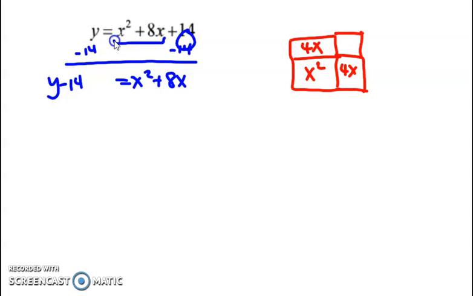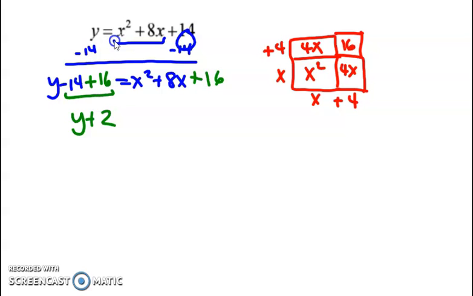And that square would be a 16, because we're going to have x plus 4, and on the bottom an x plus 4, and we're basically multiplying 4 times 4 to get the top right corner. So we're going to be adding 16 to both sides. On the left side, that is y plus 2, when we add the 16 and the negative 14. And on the right side, we're going to write this as our two factors. So we have x plus 4, and we have 2 of those. So it's going to be (x plus 4) squared.